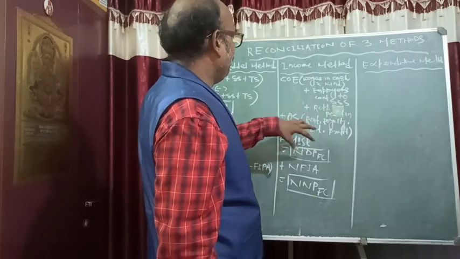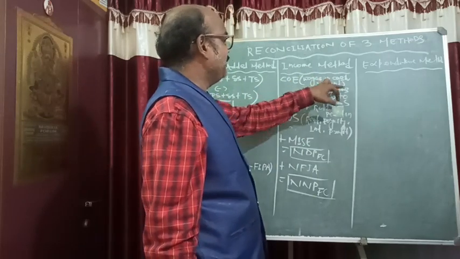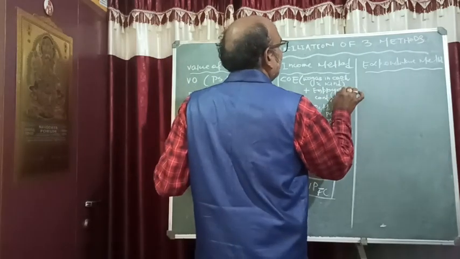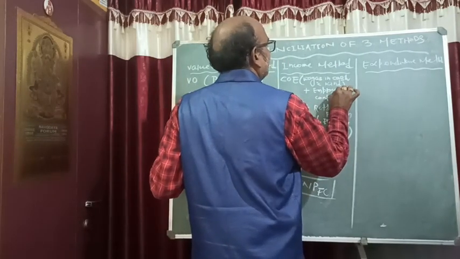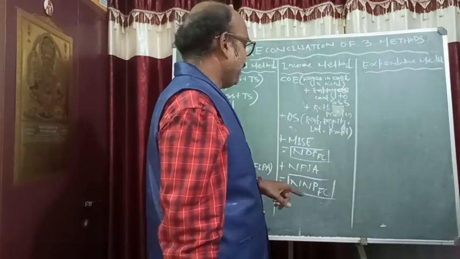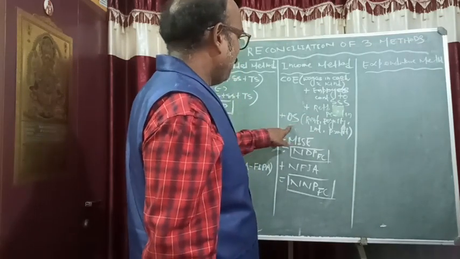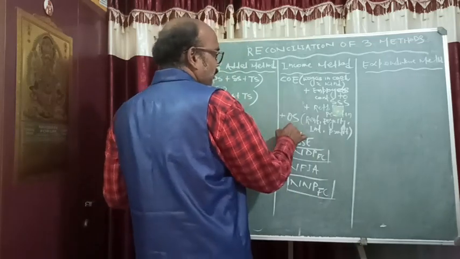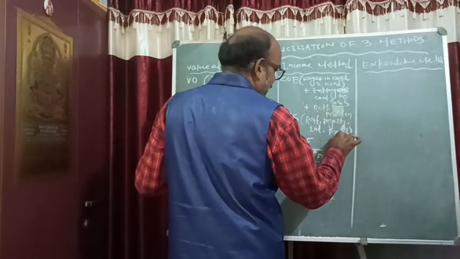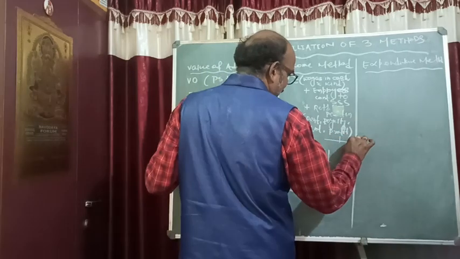So these are the components: compensation of employees, wages in cash and kind, employers' contribution, not employees', it is employers', to social security scheme, plus retirement pension, plus operating surplus. Operating surplus means rent, royalty, interest and profit. Profit is again three parts.